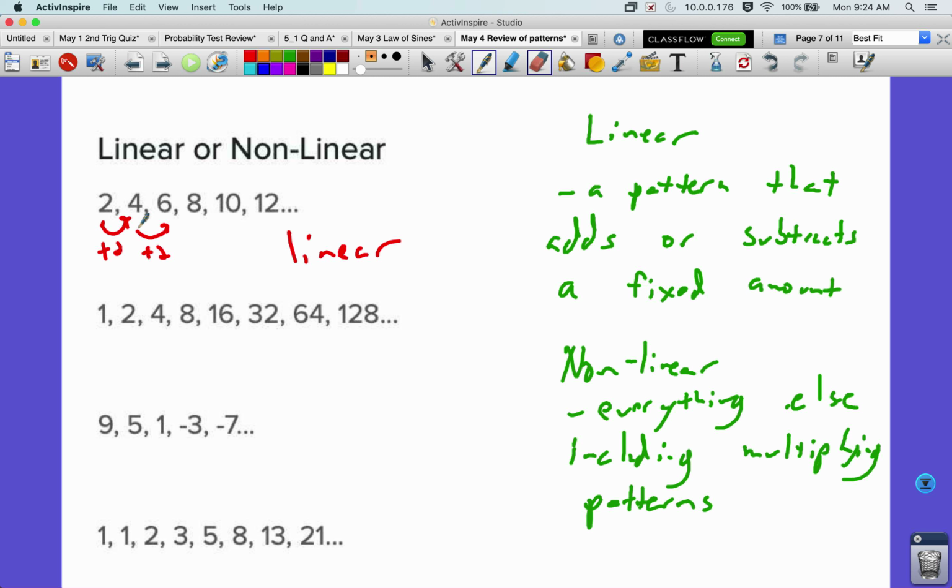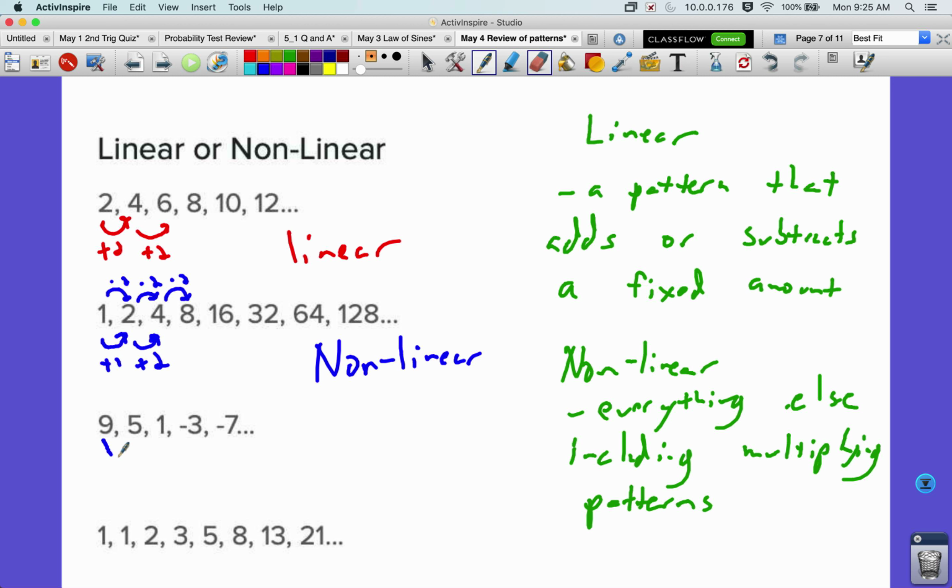What about this next one? Well, if I have to go with adding, then I would add 1 and then add 2, and already we can see that this is nonlinear. This would be an easy one to make a mistake on, though, because it is a multiply by 2 pattern. So if I write it as times 2 times 2 times 2, it looks like it's being consistent, but it's in a nonlinear way.